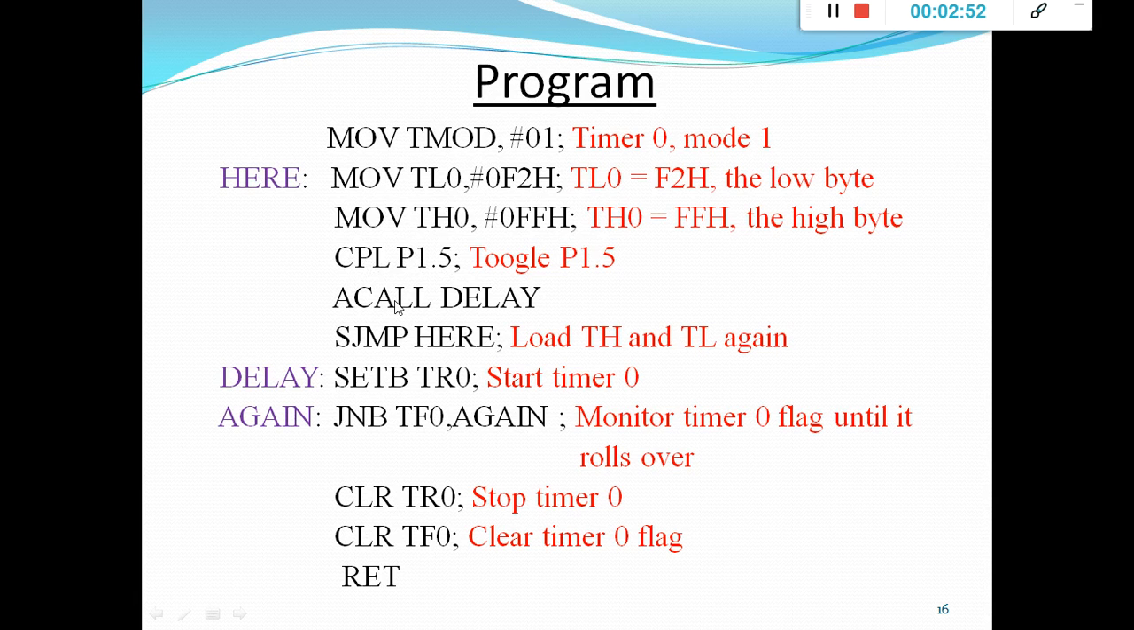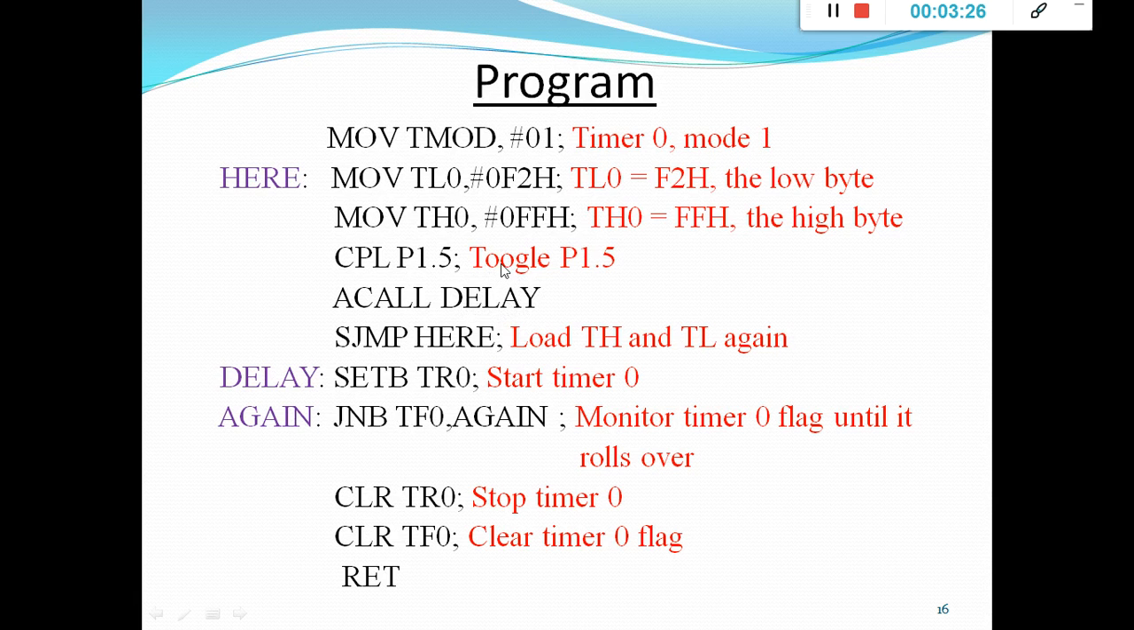Then here you can write in two ways: without a subroutine and with a subroutine. In this program I explained with a subroutine, meaning whenever you want the timer program you can call it from the main program. In order to write it as a subroutine, just use the call instruction. The instruction I used here is ACALL, where A stands for absolute. What I have to call in the main program is starting the timer, monitoring and stopping the timer flag.